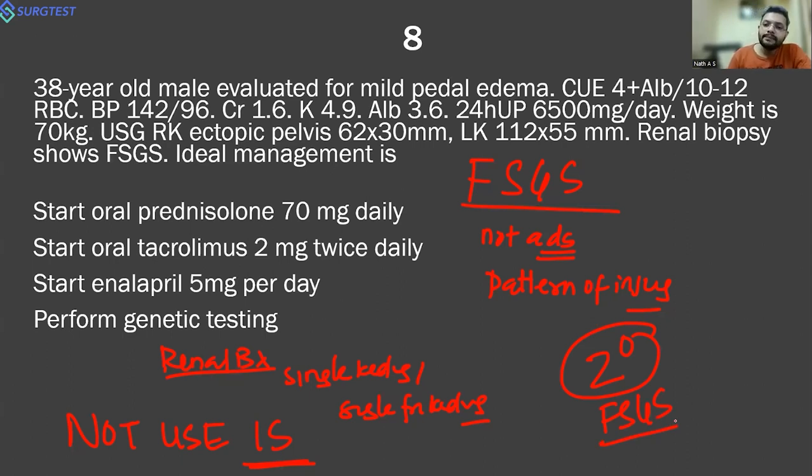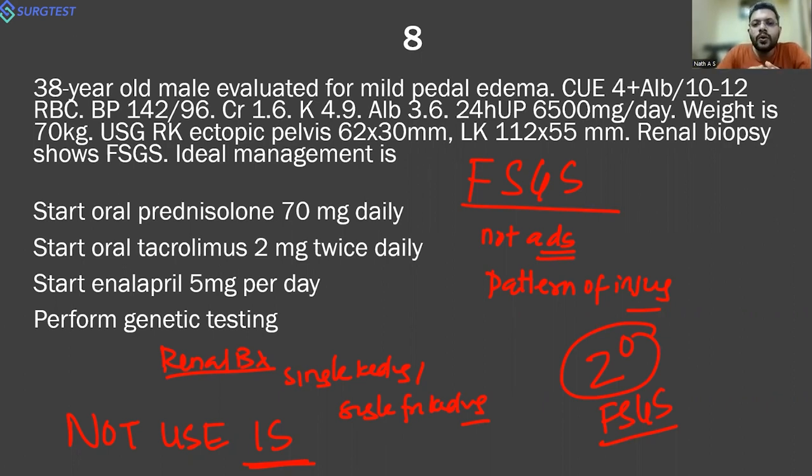In this case, a reduced nephron mass. There is reduced nephron mass because there is no kidney. One kidney is not there, it's as good as not there. So the other kidney was compensating, and now it has failed after 38 years.